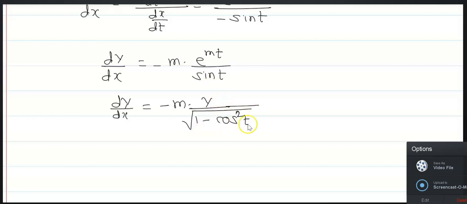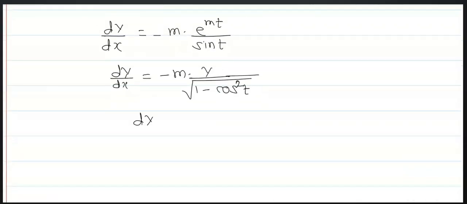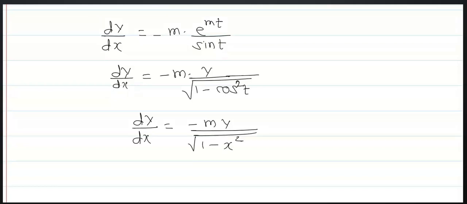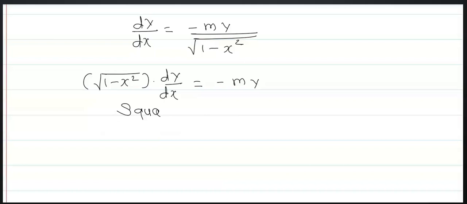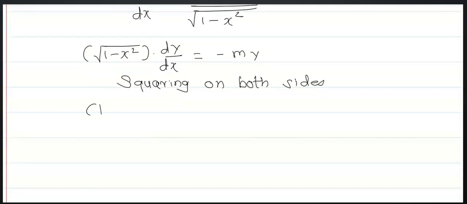Sin t means what? Root of 1 minus cos square t. And therefore, we have cos of t is x. Therefore, dy by dx is equals to minus m y upon root of 1 minus x square. Product, that is root of 1 minus x square into dy by dx is equals to minus m y. Again, differentiation, squaring on both sides. Therefore, you will get 1 minus x square into dy by dx bracket square is equals to m square y square.